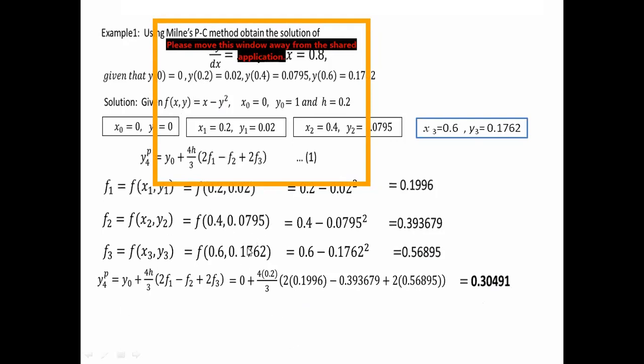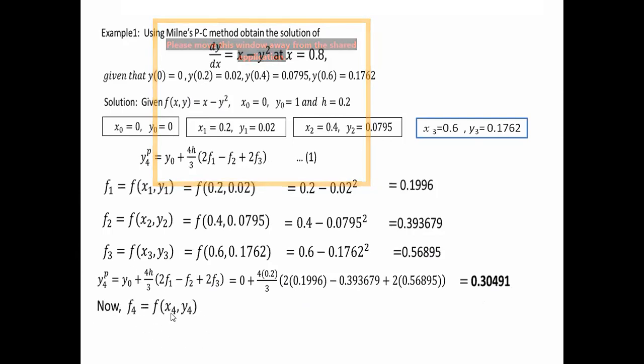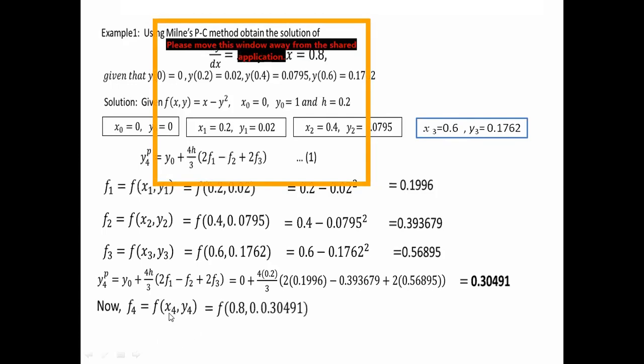Now you have to correct it. In the corrector formula, f suffix 4 is required. So first you shall get f suffix 4. What is f suffix 4? That is f of x suffix 4 comma y suffix 4. But here it is written up to x3 only. Up to that value is given. So what is x4? If you add h to x3, it gives x4. So x4 is nothing but this 0.6 plus h 0.2. That is 0.8. So it is 0.8.